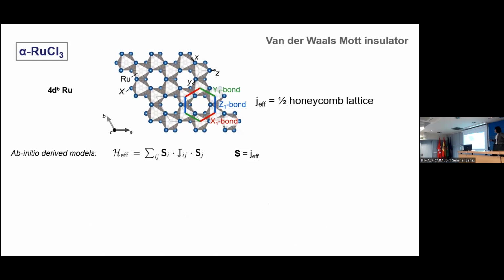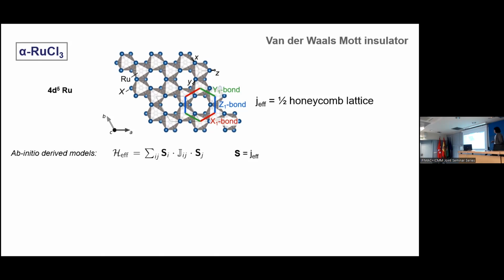Let me show you this example. This is one of the most discussed materials, alpha ruthenium trichloride. This is a layered system. It has exactly what we expect, these honeycomb lattices, and this is a van der Waals system. So basically it forms these layers of ruthenium. It is a 4d, so it's relativistic, and we have 5 electrons in each ruthenium.